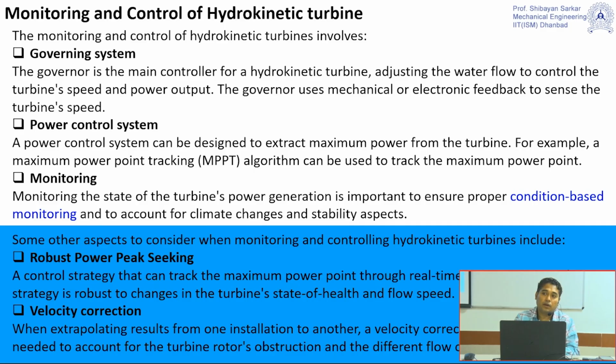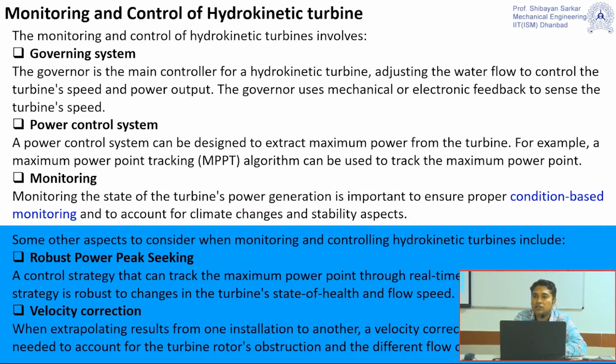Now we will see which type of parameters we will be monitoring, when we will be monitoring, how we will be monitoring, and obviously how it will be controlled. First of all, the turbine: whenever the turbine starts running or stops, whether the turbine speed is increasing or decreasing, ultimately it will be producing electricity. So for this, a governing mechanism will be there.